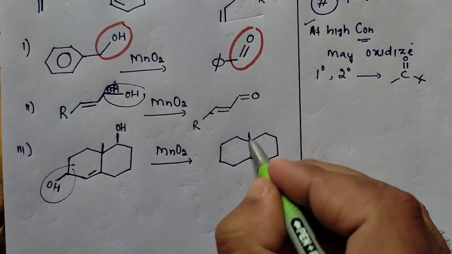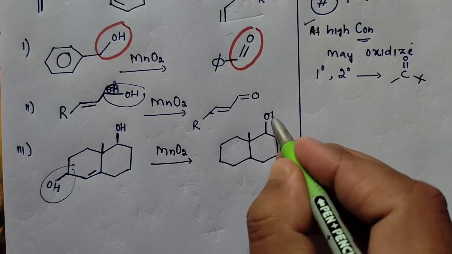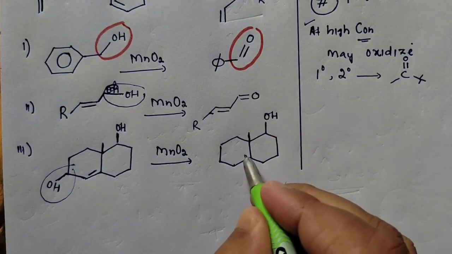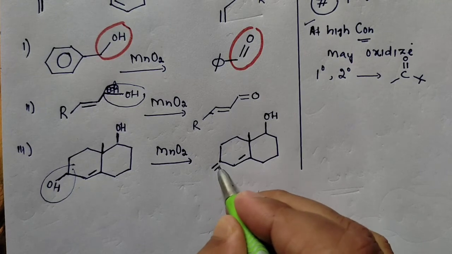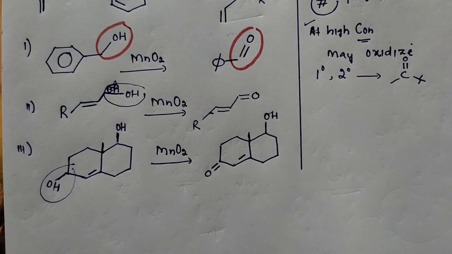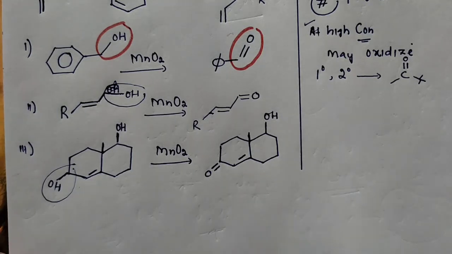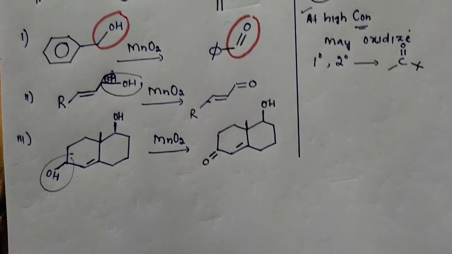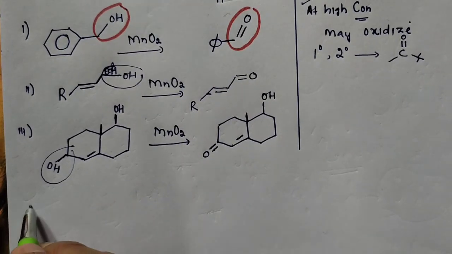So you have a methyl group, OH, and you have a carbon. Very simple. That's it. That's our oxidation. Okay. Now let's do some more examples. Let's do one more example. It's both easy. You can do this anytime. Let's do one more. Fourth example.